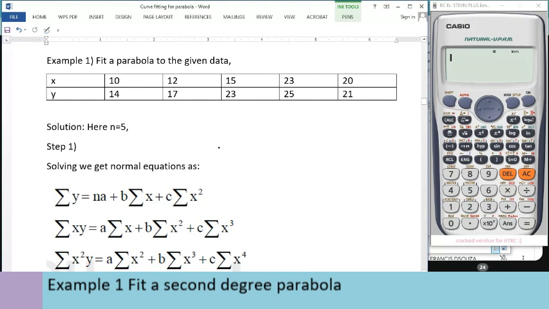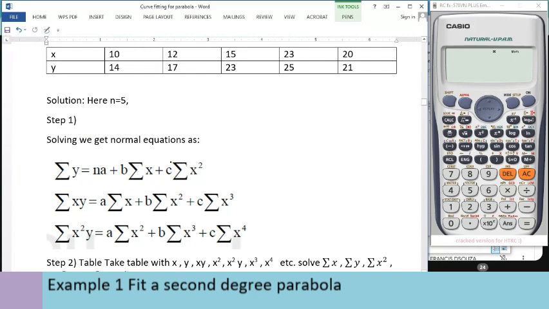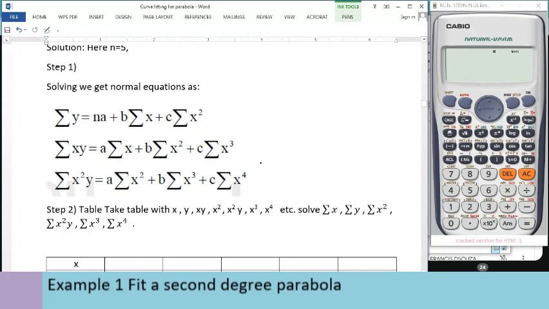Okay, so write down the formula. Step 1, we get the normal equations. We are going to take these normal equations. Please remember, we are not solving the normal equations here. Okay, understood. We're going to solve this normal equation using the table. Let us take down the table. Step 2, take down the table, students.